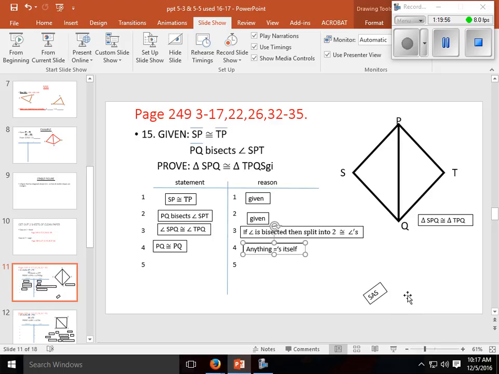Next, what goes next? That's it. Triangle SPQ is congruent to triangle TPQ, and then SAS. Do the rest of the assignment.